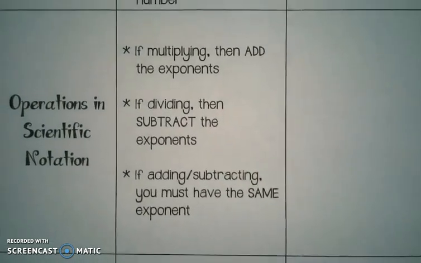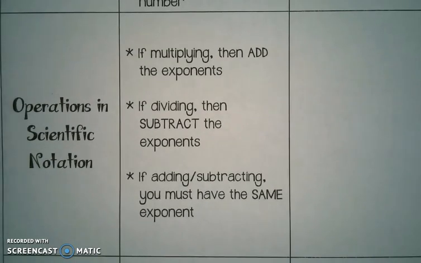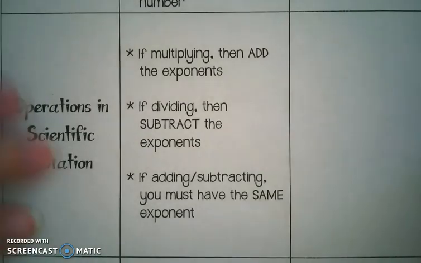So now what we're going to look at are the operations with scientific notation. So this is going to involve the exponent rules that we did on the previous page. And again, if you need to pause the video to get all of the information recorded, then do. All right, if we're multiplying, we're going to add the exponents, just like we did before. If we're dividing, we subtract the exponents, just like we did before. Adding and subtracting is going to be a little different. So let's do an example of multiplying and dividing first, and then we'll come back to the adding and subtracting.